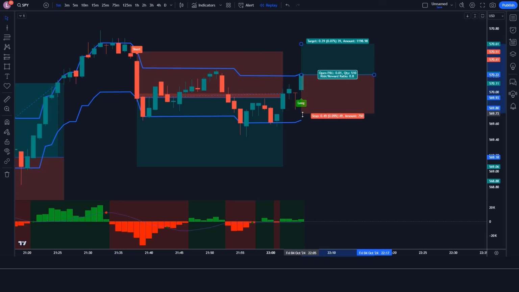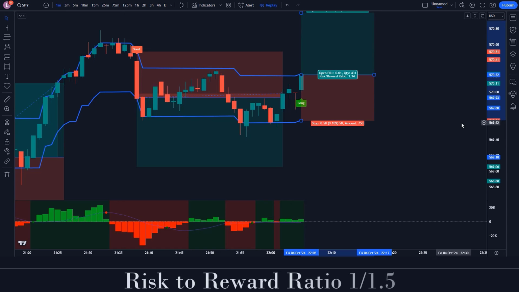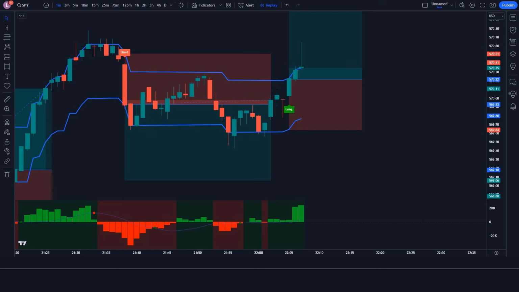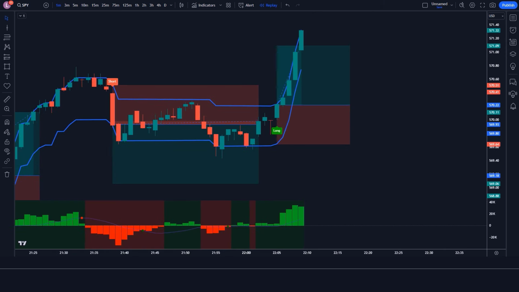Our stop loss is to be placed at the bull line. And the risk to reward ratio will be 1:1.5. Let's see what happens to our trade. We have won the trade.